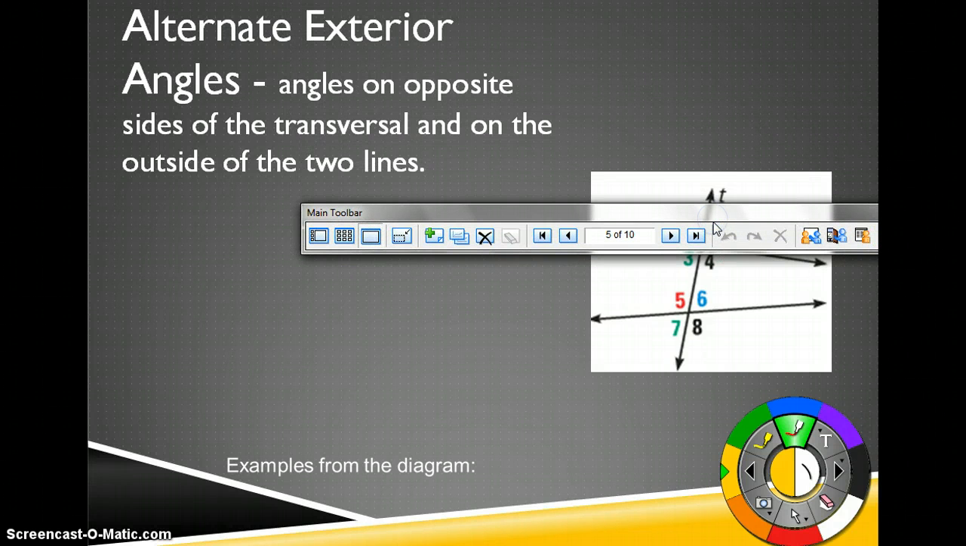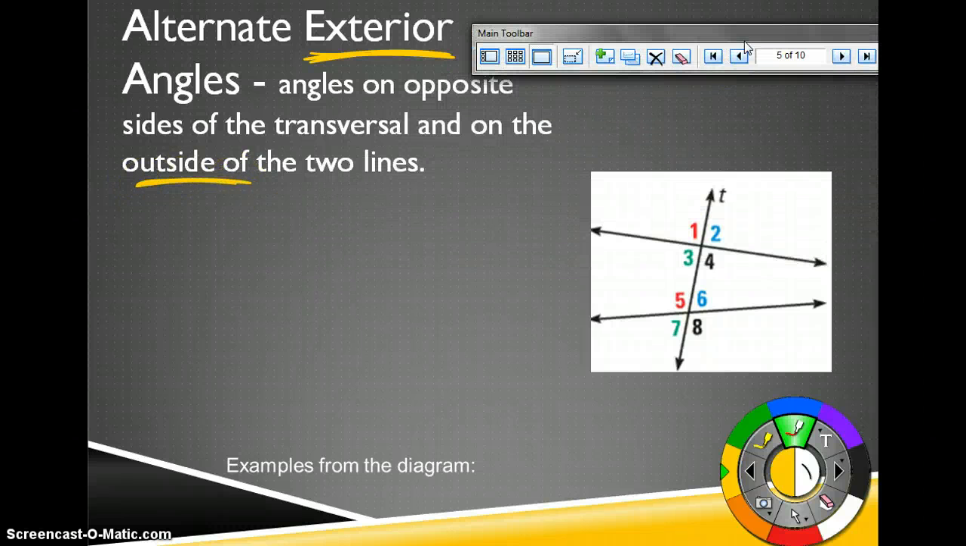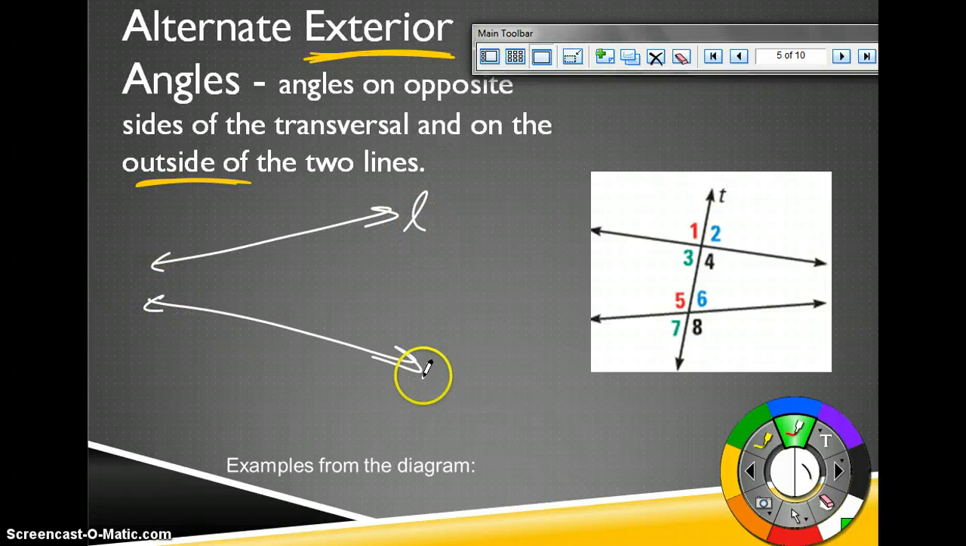So we've got alternate exterior angles. Now the only difference is that instead of being in between the lines, they are outside the two lines. So again, here's two lines cut by a transversal. This would be maybe L and M cut by that transversal T. Now we're looking at the exterior, so maybe angle 1 and angle 2 like that. Or angle 3 and angle 4. Alternating sides of the transversal outside.